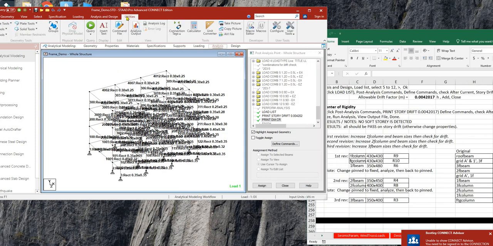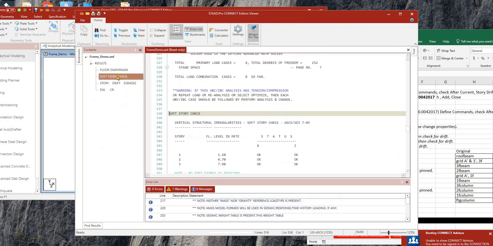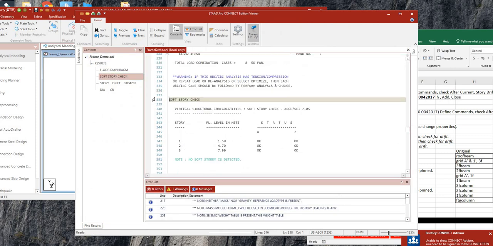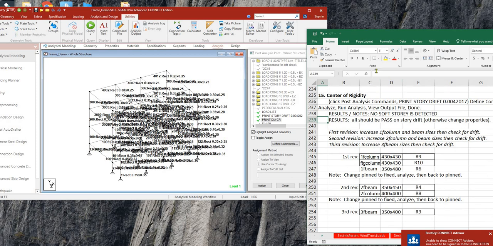Take note na sa ating output, pasado na tayo sa soft story. So, mag-e-edit na tayo ngayon ng ating properties para pumasa sa drift. The first thing that we will do is to increase the first floor column and first floor beam sizes, then check for drift. Okay? So, ayan, ating first revision.